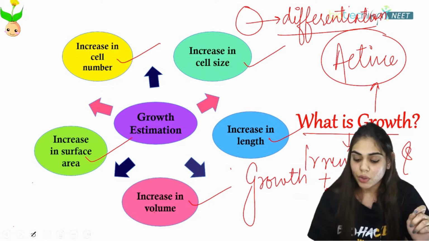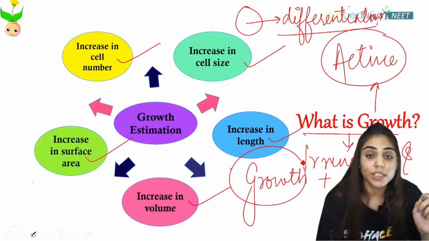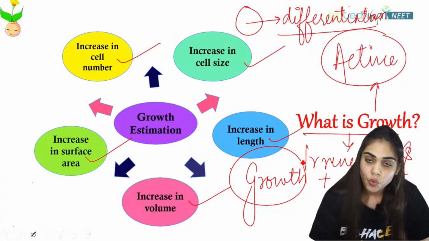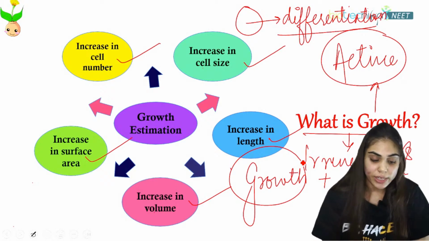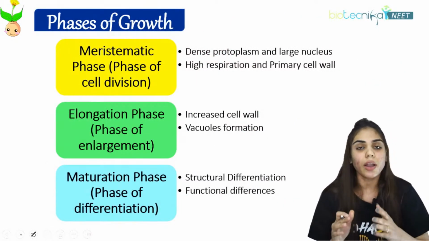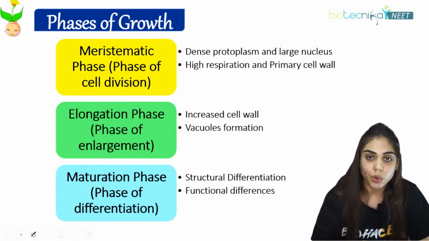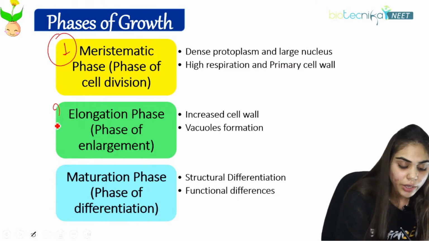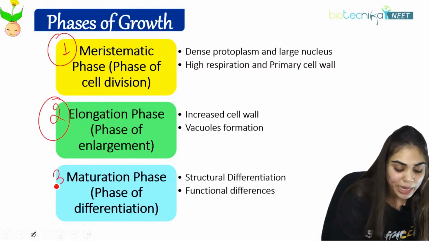And then what is growth? Growth is just structural changes in the cell that can be in the form of cell size, length, volume, surface area, as well as cell number. So what are the different phases of growth? We all know that there are 3 phases of growth in plants. The first is the meristematic phase, the second is the elongation phase, and the third is the maturation phase.